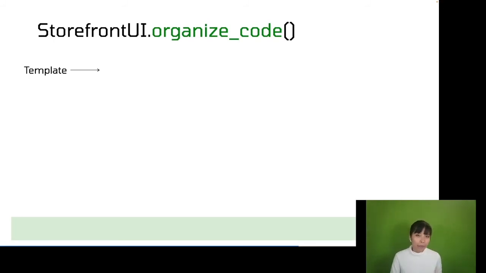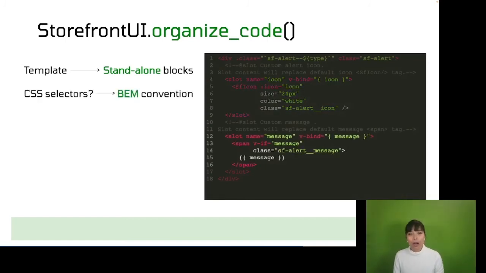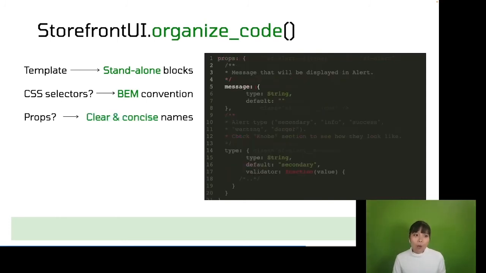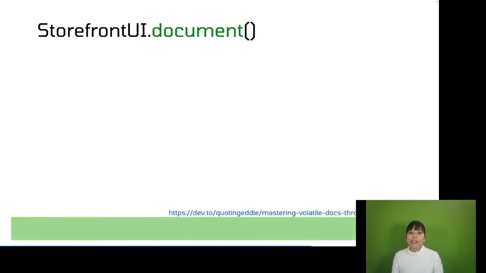So we organize code in a very straightforward way. Let's say template: we have standalone blocks. CSS selector: we use BEM, which stands for block, element, and modifier conventions, to make sure the user understands what this class is about. And props: we use clear and concise names. And slot: we use scoped slots.